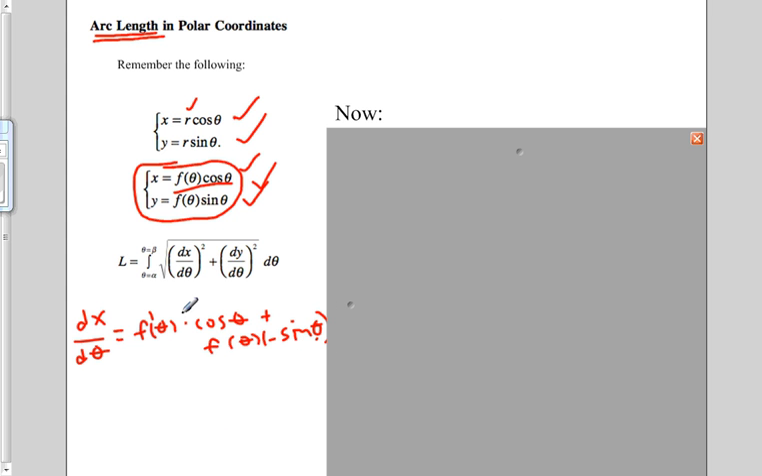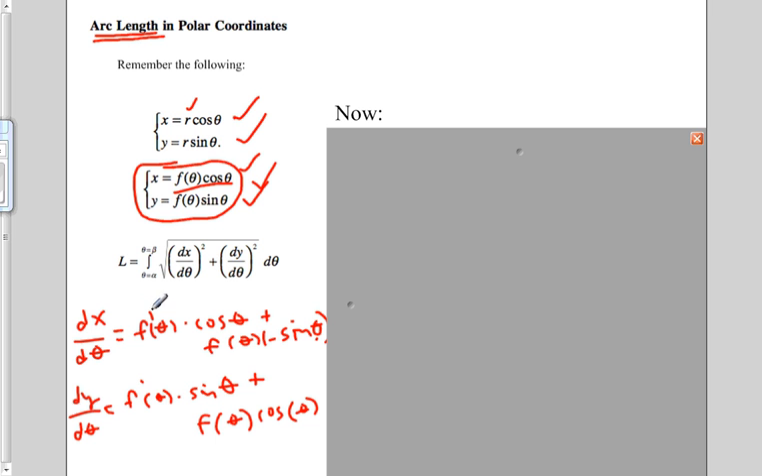Okay, and dy d theta is going to be very similar. Dy d theta is f prime theta times sine of theta plus f of theta cos of theta. And then what we need to do to find L is square them and sum them up.